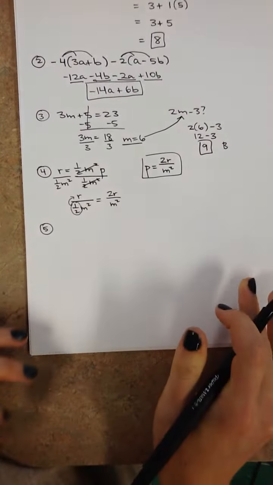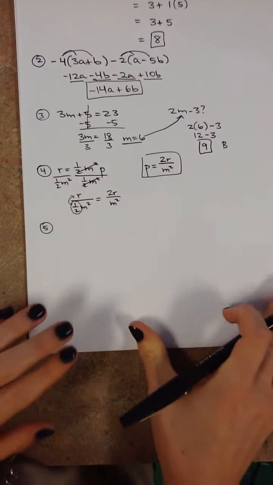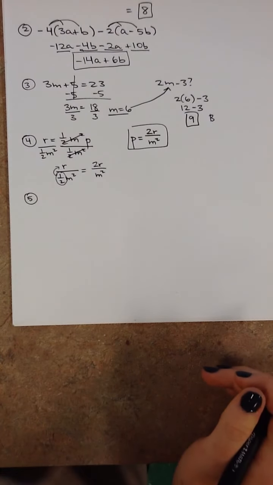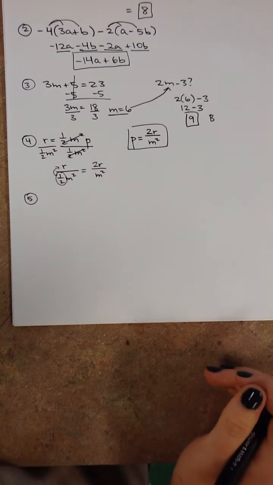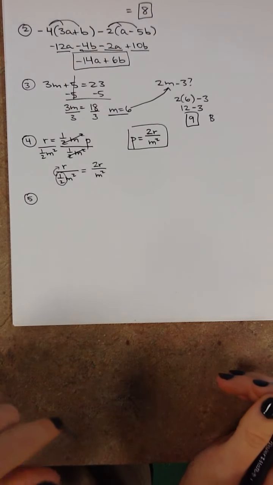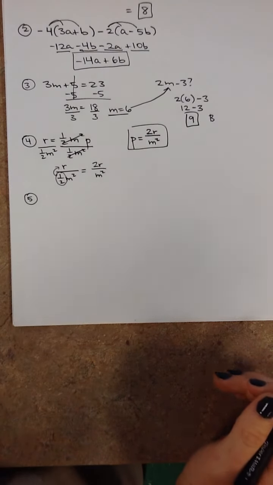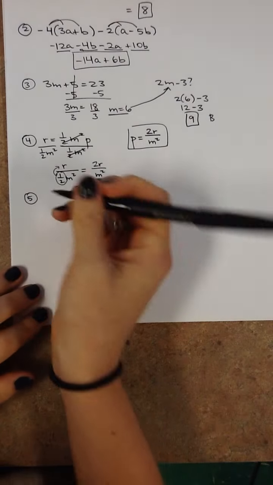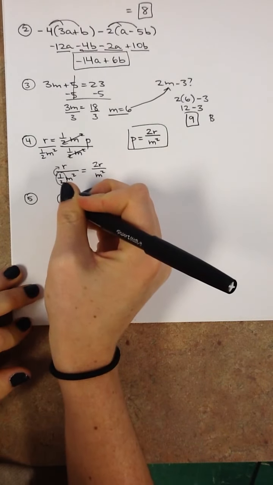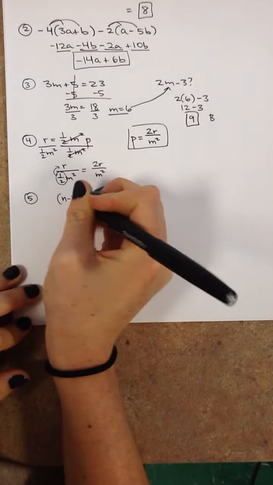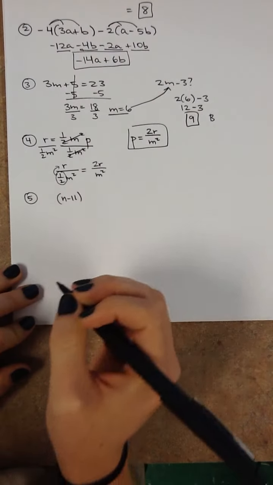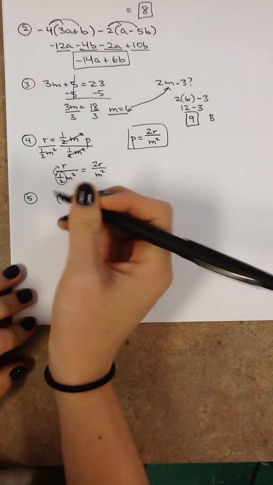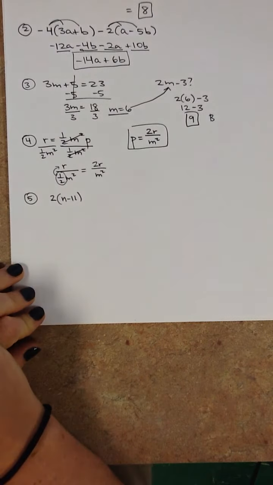Number 5, we've got a couple of expressions that we're going to translate into math. These are our English to math translations. So this says twice the difference of a number and 11. So if we want twice the difference, we need to make sure that the difference is isolated. So the difference of a number and 11, we can write n minus 11, but we want to take twice that, which means after we find that difference, we want to multiply it by 2 on the outside.